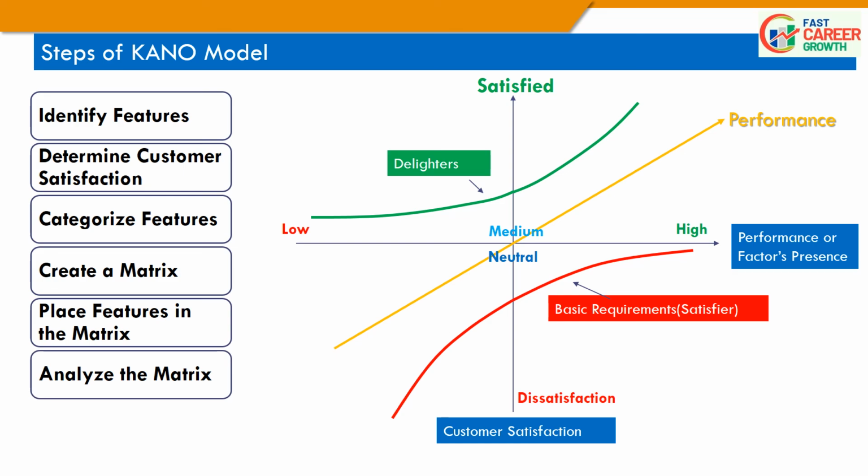Analyze the matrix. Review the matrix to identify patterns and insights. Pay attention to the distribution of features across the categories and their impact on customer satisfaction. Prioritize features that fall into the excitement needs category, as they have the potential to significantly impact customer delight. Iterate and update. The Kano model is dynamic and may change over time as customer.